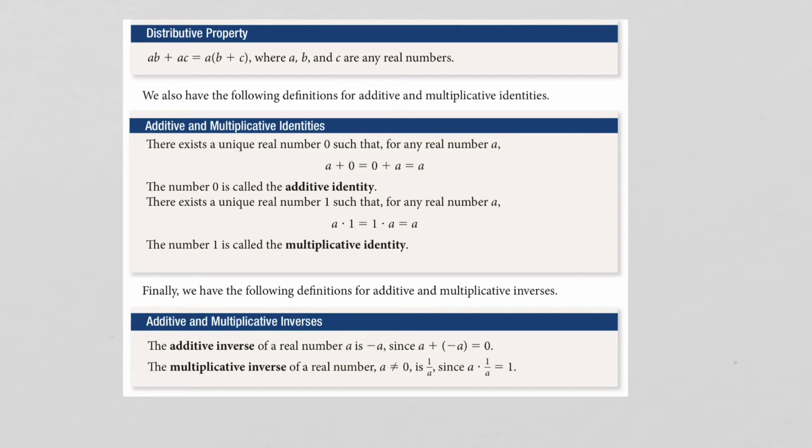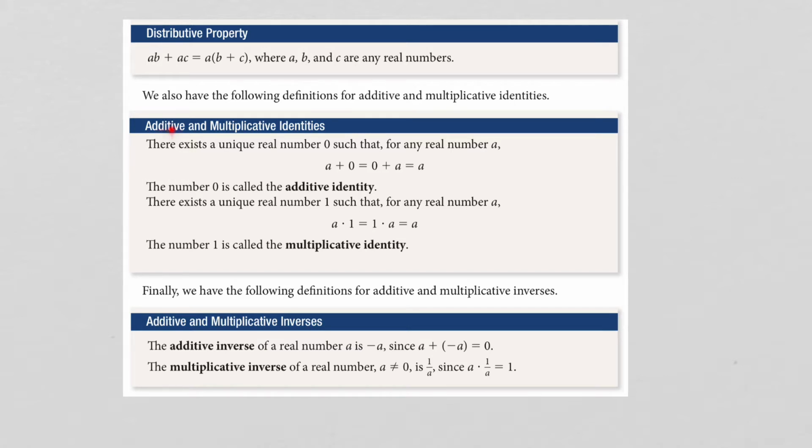Next, we have a few additional properties. First is the distributive property. A times B plus A times C is the same as A times the quantity B plus C, where A, B, and C are any real numbers.